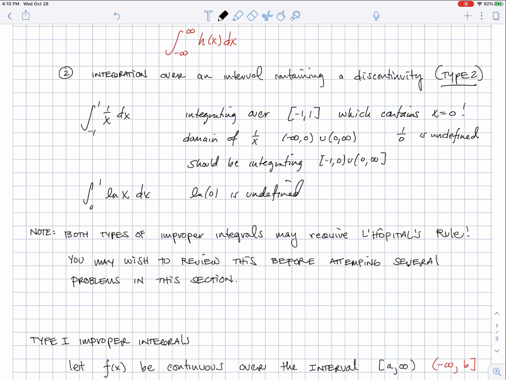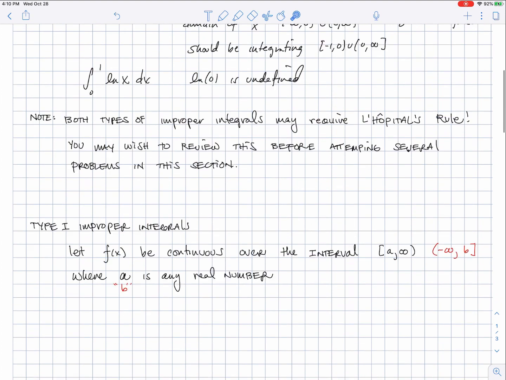So note, before we get started here, both types of improper integrals may require L'Hopital's rule and may depend heavily on your ability to use L'Hopital's rule, as we'll see in some of the coming examples. You may wish to review this before attempting several problems in this section. So just keep that in mind. If you're a little rusty on L'Hopital's rule, this section uses it pretty heavily, so you're going to have to go back and review that.